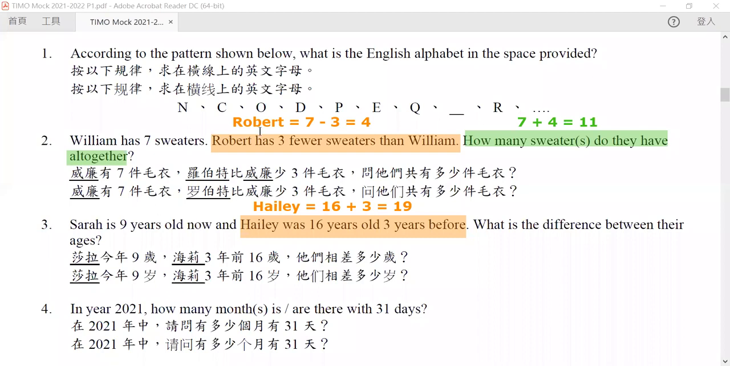So now we have two pieces of information. Sarah is 9 years old and Hillary is 19 years old. What is the difference? Now it is simple because we can immediately compute the age of Hillary, which is 19, minus the age of Sarah, which is 9, and hence the difference is exactly 10 years. So our answer for question number 3 is 10 years.